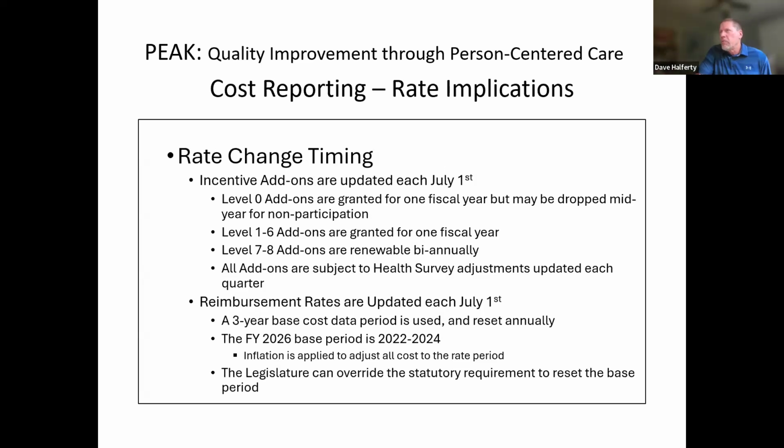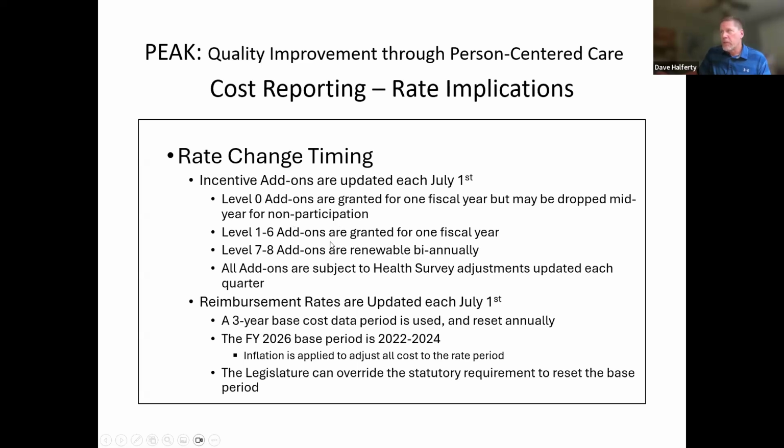I think there was a question also that came in about the timing of rate changes and how that works. So everything's really tied to July 1st. That's the rate setting reset. And so incentives are determined for July 1st. And if it's a level 0 add-on that the facility earns, then that's in place for one fiscal year. Although if the facility fails to continue to participate in some of the obligations that they have at that level 0, then they can be dropped out of that for non-participation. So again, it's put in place for July 1, and it's in place for one fiscal year unless they fail to meet some of their obligations on that.